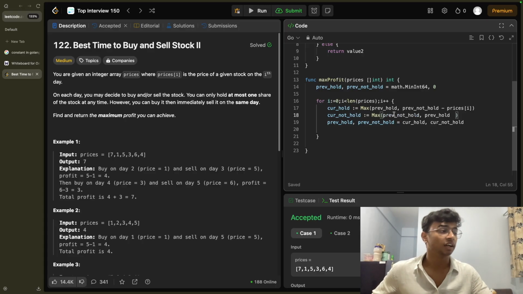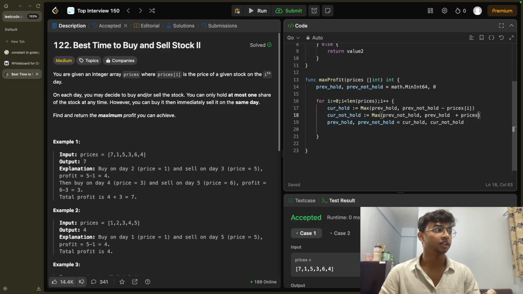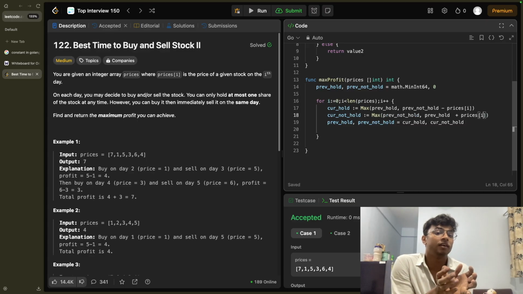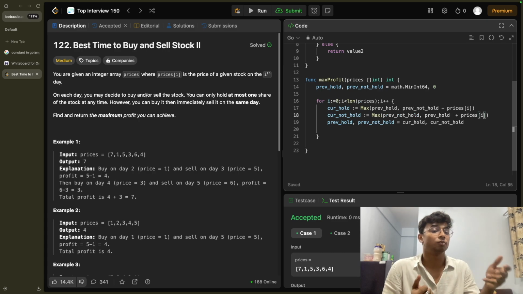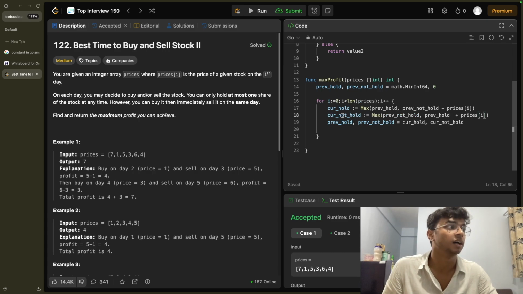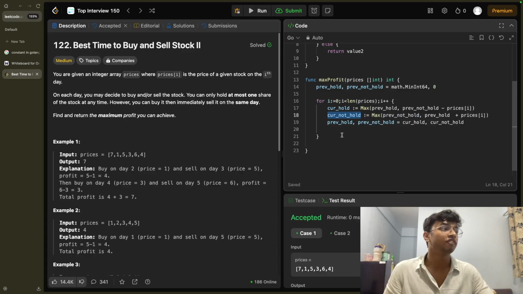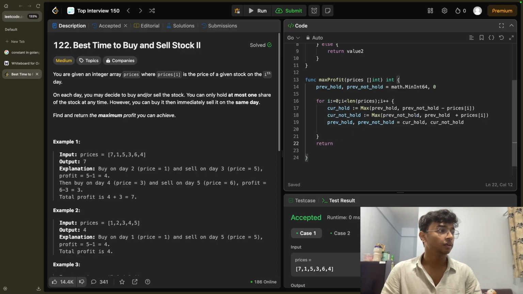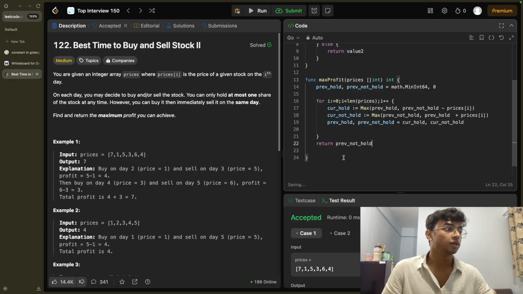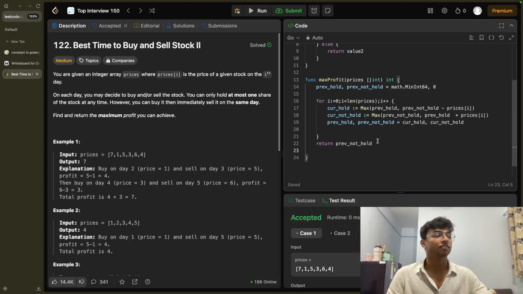So we're going to check what is the profit we get from not holding it previously, and what will be the profit we get if we sell it now. So we want the maximum among each of them. So if we had sold it previously, or if we are selling it now, which one is more profitable? That's what we are keeping an account of in here. And finally, we just want to return our previous not hold value, because that's your final profit. That's what you're going to finally have.